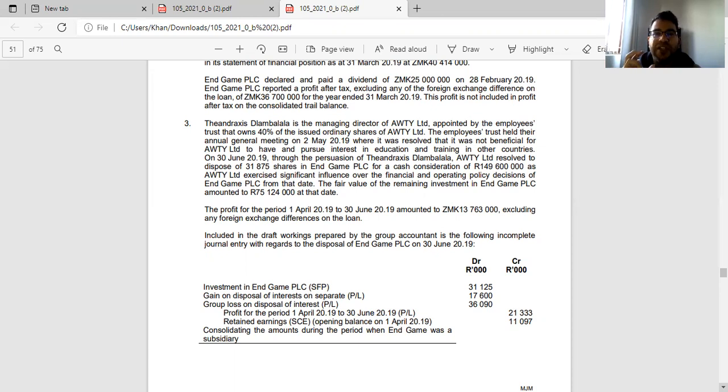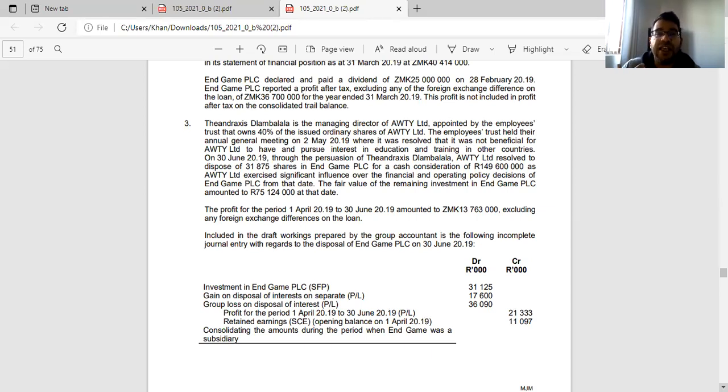The nature or the type of the investment that I have is an associate. Why? Because I have significant influence. So that means what will I have? What would the balance sheet look like? The balance sheet would look like, because I have an associate, because I have significant influence, the balance sheet will only have one line item called investment in associate.